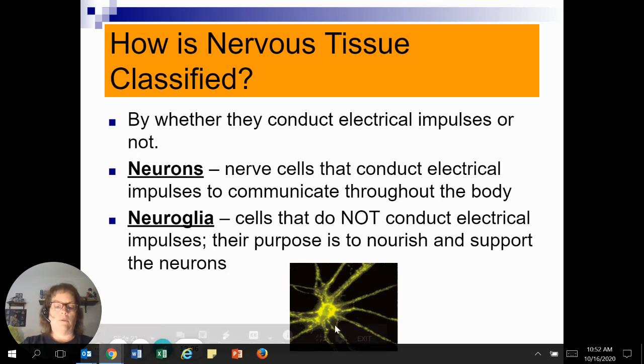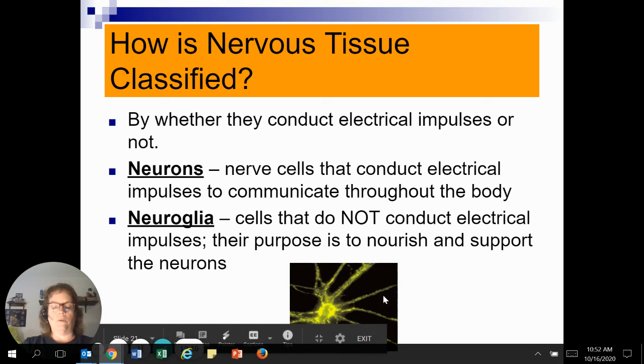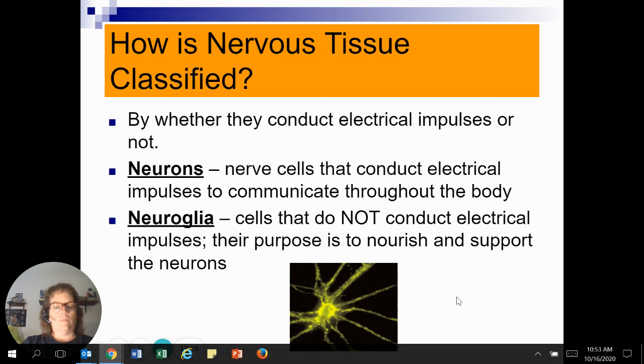Okay, and then there's a picture down here of at least the top part of a neuron. We'll look at neurons in more detail when we get to the nervous system chapter, and y'all will learn the parts. But all right, so those are the four main types of tissues that you'll find in the body.